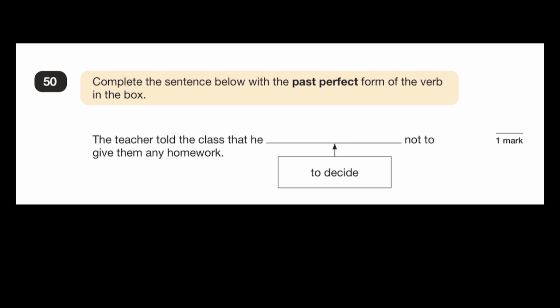Now it's your turn. Complete the sentence below with the past perfect form of the verb in the box. The teacher had told the class that he, not to give them any homework. The gap is the past perfect form of to decide. So pause the video and have a go. So that's right. The past perfect form of to decide is had decided. The teacher told the class that he had decided not to give them any homework. So well done.